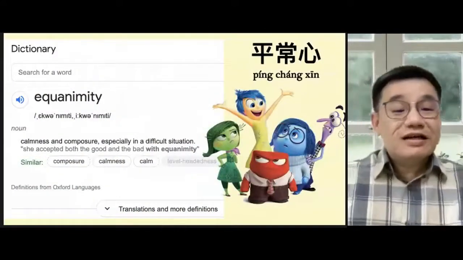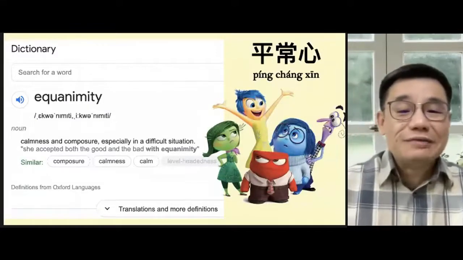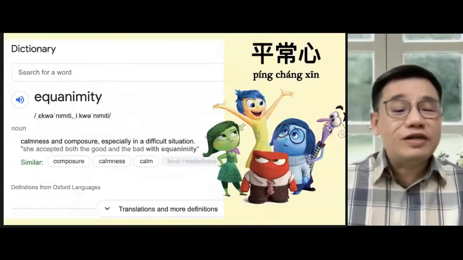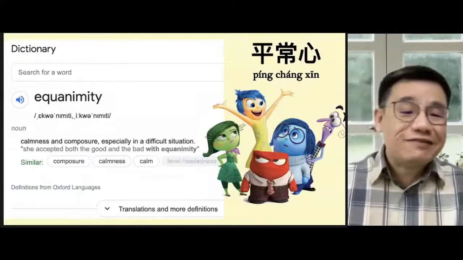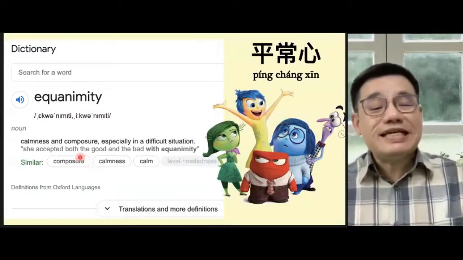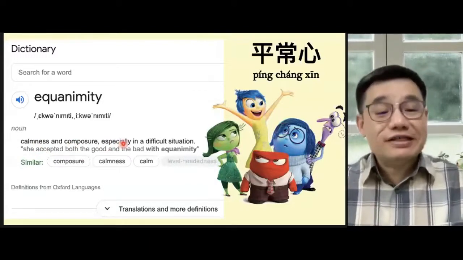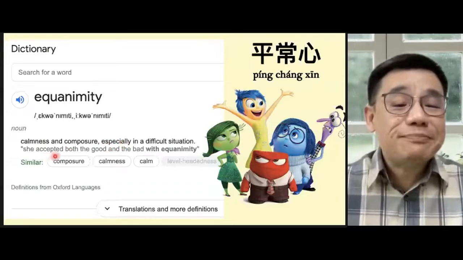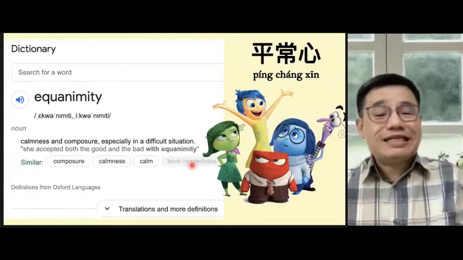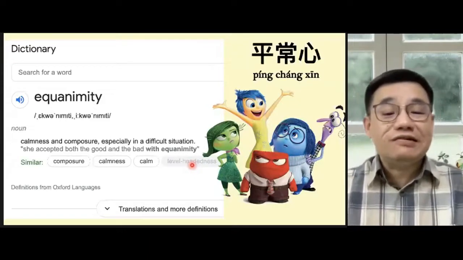So tonight's Dhamma sharing will be on equanimity. So what is equanimity? Let's start with something very basic, the online Oxford dictionary definition. Equanimity is defined as calmness and composure, especially in difficult situations. An example sentence is, she accepted both the good and the bad with equanimity. That is the basic definition of equanimity: calmness, composure, especially in a difficult situation.